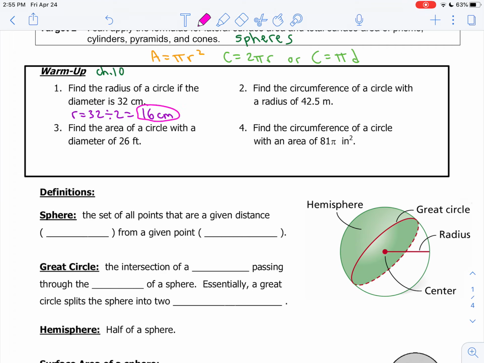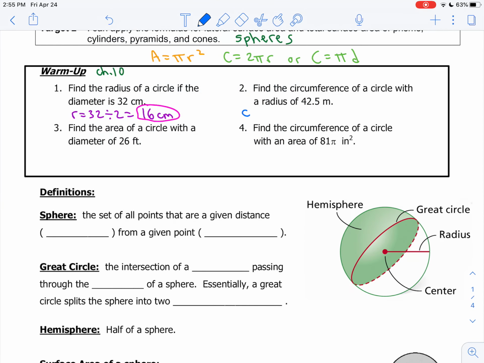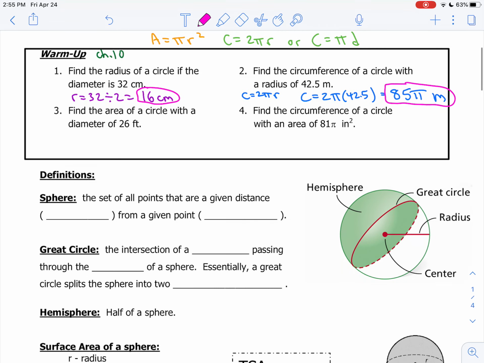All right. And now number 2 is saying find the circumference if we know the radius. So this would be a good time to use the formula C equals 2 pi r. So circumference equals 2 times pi times the big radius, 42.5. And so 42.5 times 2 is 85. And I would stop at 85 pi. Circumference is also just a length, so we would say just meters. You could give a decimal for 85 pi, but it takes too long, so we don't need to.